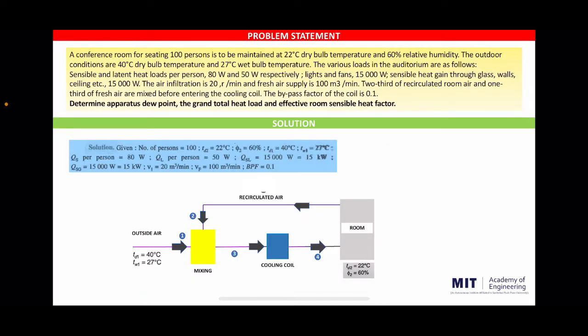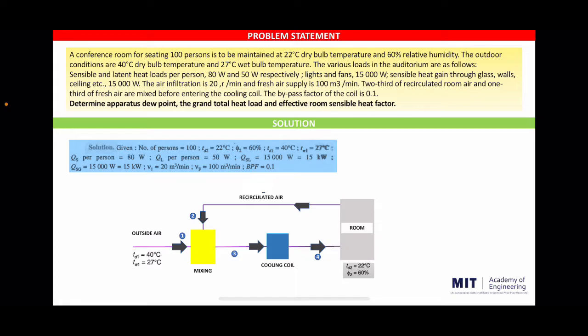For this we will note down the given data. The number of persons is 100, as per the given data, and the room is to be maintained at 22 degrees dry bulb and 60% relative humidity. So this is the required condition, which we have denoted as point 2. The dry bulb temperature is 22 degrees Celsius and the relative humidity is 60%. The outdoor conditions are 40 degrees dry bulb temperature and 27 degrees wet bulb temperature. We have noted these in the given section.